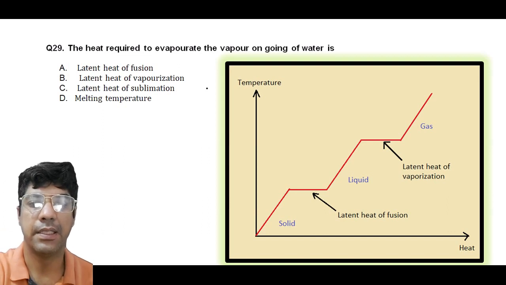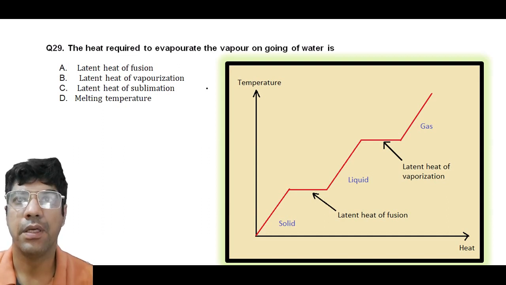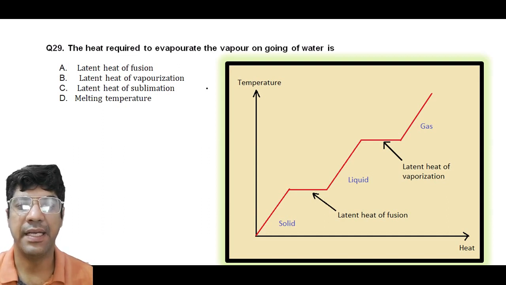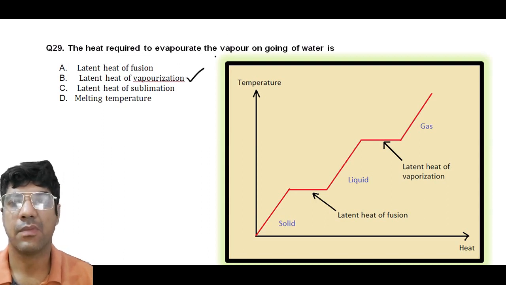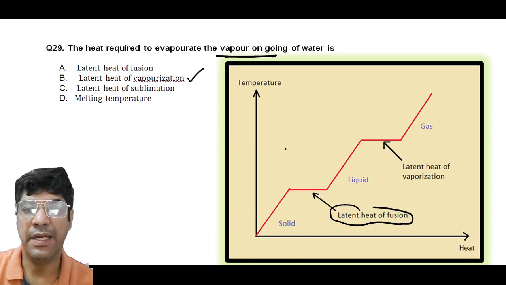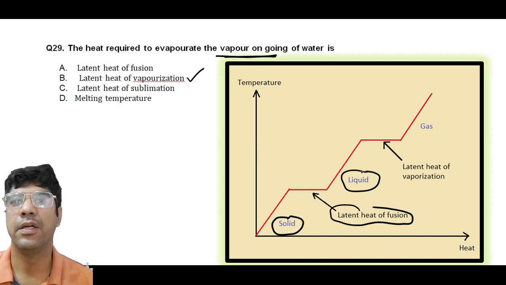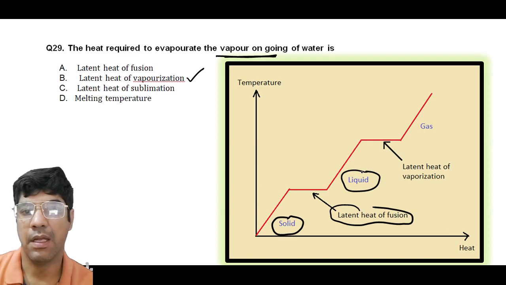The heat required to evaporate the vapor of water is latent heat of vaporization. So let us discuss. The answer is latent heat of vaporization. What is latent heat of fusion? Latent heat of fusion means the heat required to change a substance from solid to liquid phase, that is, to melt it at its melting point.